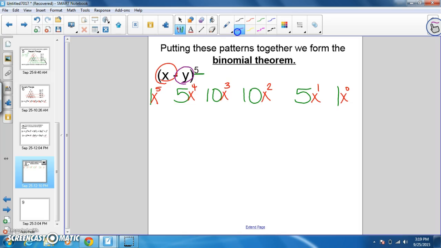And our second term, y, is going to start at 0 and go up to our power. So y to the 0, y to the first, y to the second, y to the third, y to the fourth, and y to the fifth. Since we have subtraction, we're going to alternate signs, so positive, negative, positive, negative, positive, and negative.